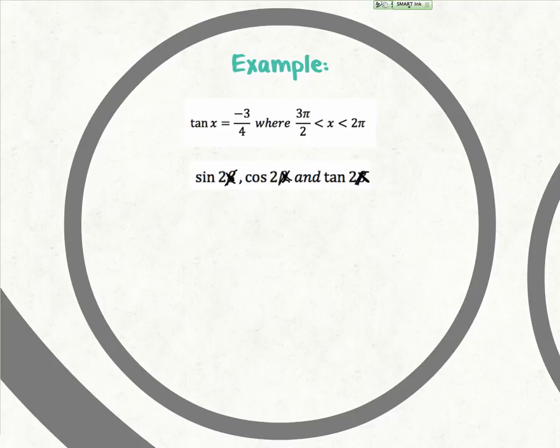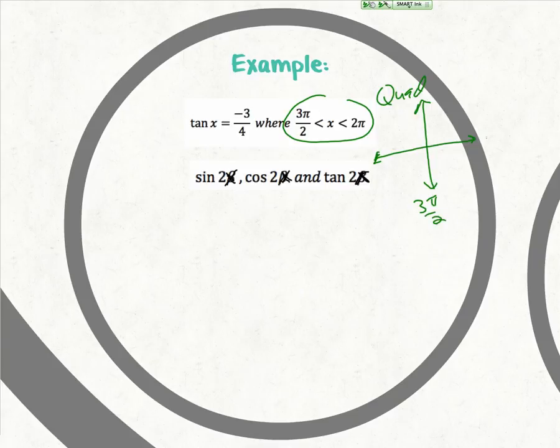So if we take a look at this, which quadrant are we in? Between 3 pi over 2 and 2 pi, which quadrant are we in? And if you want to look at your unit circle to help, there's nothing wrong with that. Very good. Quadrant 4, because here's 3 pi over 2, and here's 2 pi. So we are in quadrant 4. So we know that our tangent's negative, our sine will be negative, but our cosine will be positive. So that will help us moving forward.